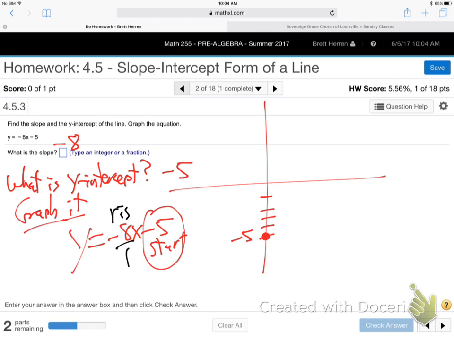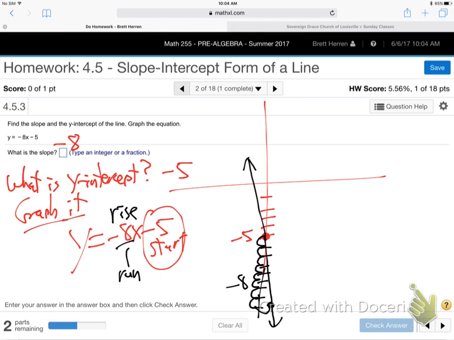Rise over run. Remember, slope is always vertical first. So down 8. From here, I'm going to go down 1, 2, 3, 4, 5, 6, 7, 8. Down 8 over 1. That's a very steep line going down. There we go. Mine looks a little bent, but there we go.